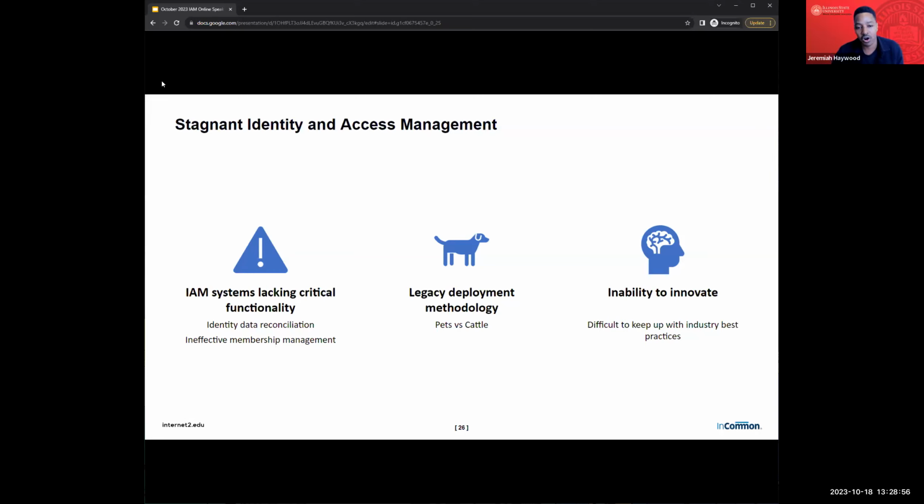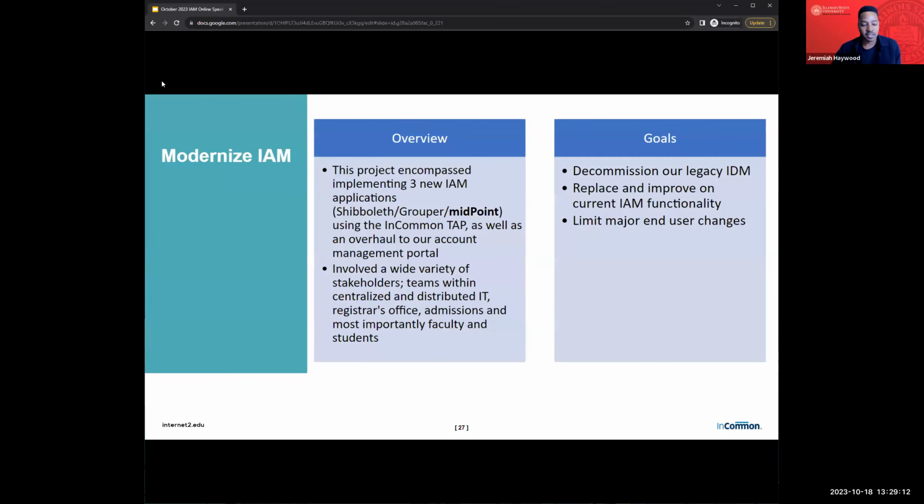It was really hard to keep up with industry best practices and deliver new functionality to other units that might have needed it, because we were really focused on keeping the lights on and keeping that basic functionality working. So that leads us to the modernized IAM project that we had at ISU.